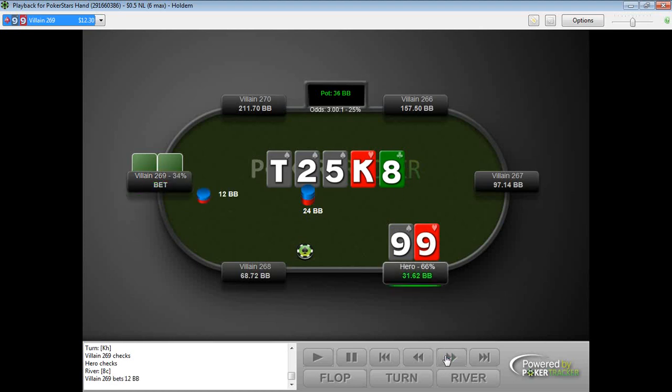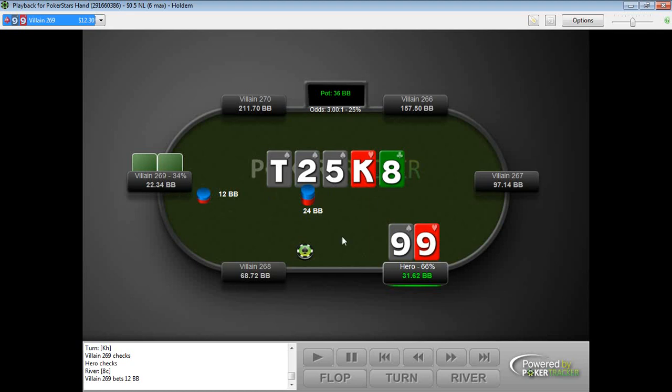He bets into us here, half pot. Definitely got to be concerned about a set of 8s. Two pair with 10-8, got to be concerned about that. King 8 suited, maybe King 8 suited calls here. But we don't think so, because we don't think that recreational player is going to check with a king.